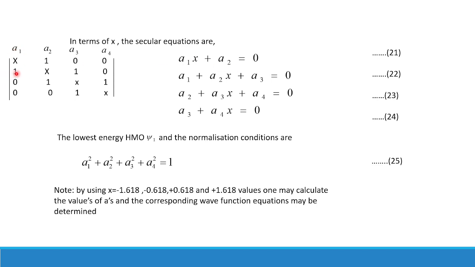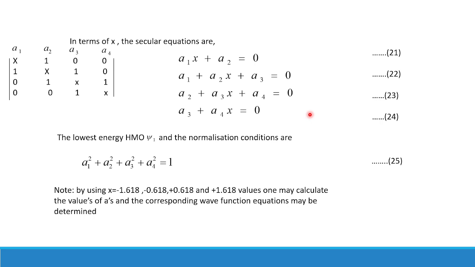For the second one, A1 into 1 plus A2 into x plus A3 into 1 plus A4 into 0. So the equation will be A1 plus A2x plus A3 is equal to 0, since A4 into 0 is equal to 0. Similarly, A1 into 0 plus A2 into 1 plus A3 into x plus A4 into 1. Since A1 into 0 is equal to 0, the remaining would be A2 plus A3x plus A4 is equal to 0. Now the fourth one: A1 into 0 plus A2 into 0 plus A3 into 1 plus A4 into x. The remaining would be A3 plus A4x is equal to 0.